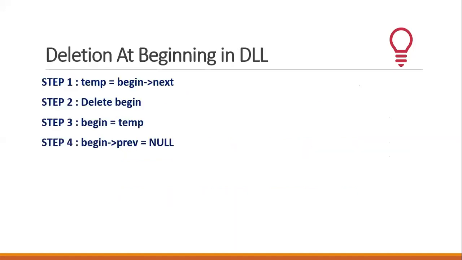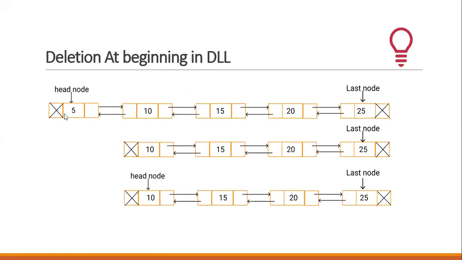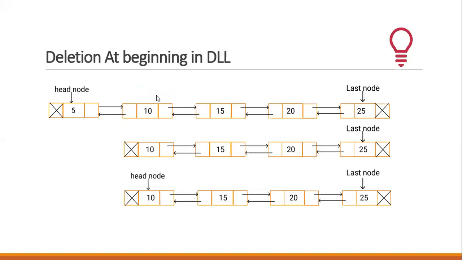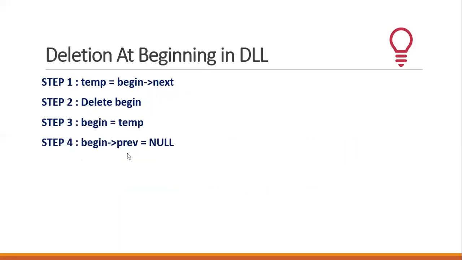Once we did that, we can delete the temp. Now we can delete this node, and then we can make our temp node as our beginning node. And then finally what we have to do is begin of previous is equal to temp. Sorry, begin of previous is equal to null. So that's what will happen, it is as simple as that. We already saw yesterday that there are certain advantages when you talk about deletion operations. So deletion operations are going to be quite easy if we talk about a doubly linked list. That's what happens in deletion at beginning.